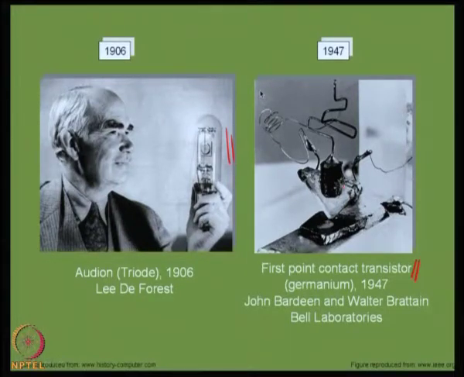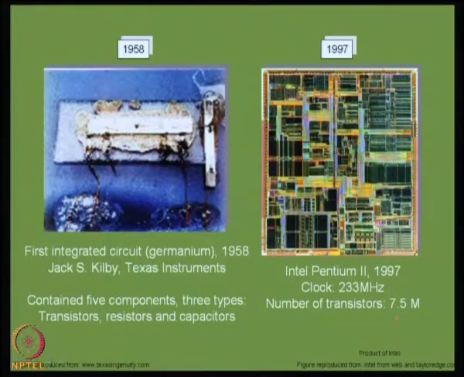That shows the growth of materials. This germanium transistor was invented by John Bardeen and Walter Brattain from Bell Labs. As we move along, we can see the first integrated circuit coming up in 1958 using germanium, and this was put together by Jack S. Kilby of Texas Instruments, and it contained 5 components, 3 types: transistors, resistors and capacitors. So, here again you can see the bulky nature of this particular device.